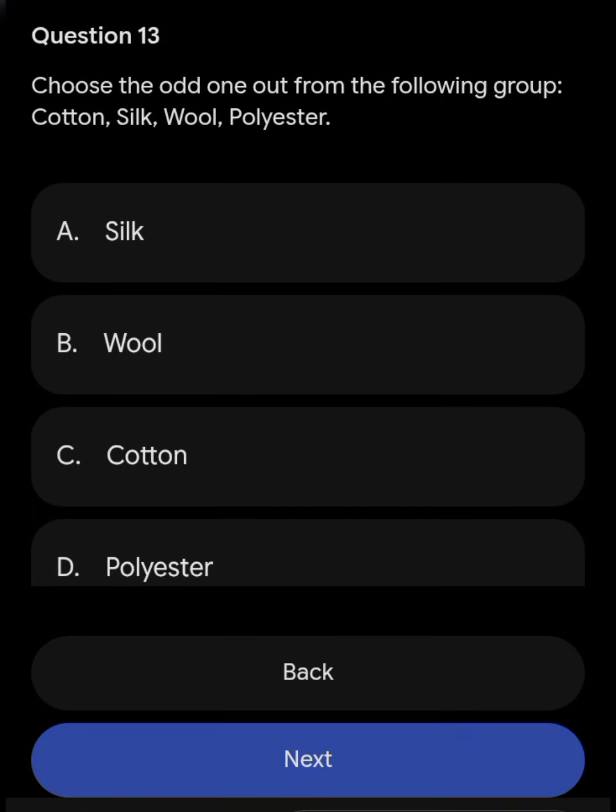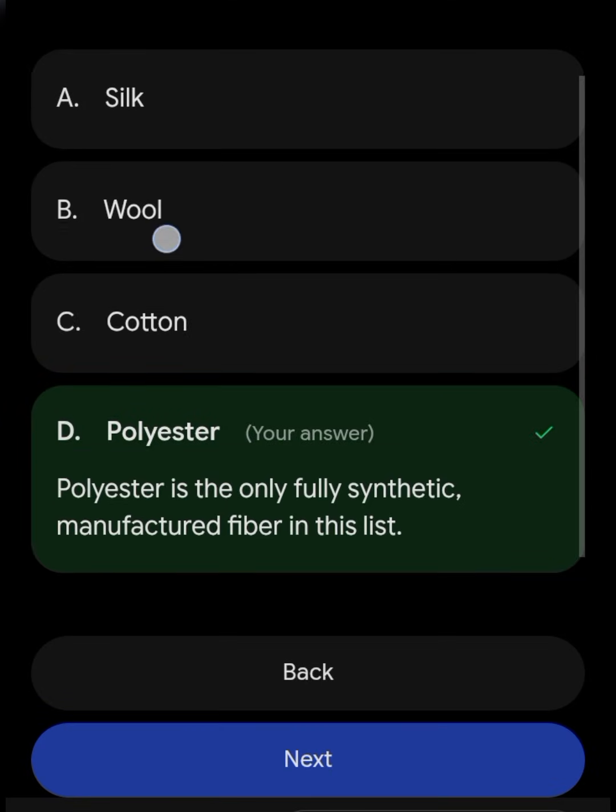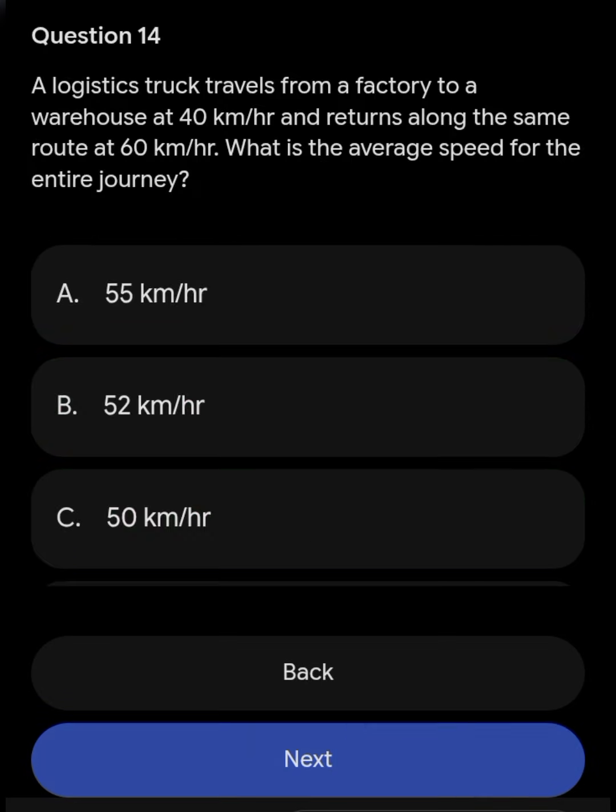So choose the odd one out from the following group: cotton, silk, wool, polyester. It is also for the textile students, it is quite simple. Polyester, because it is man-made.